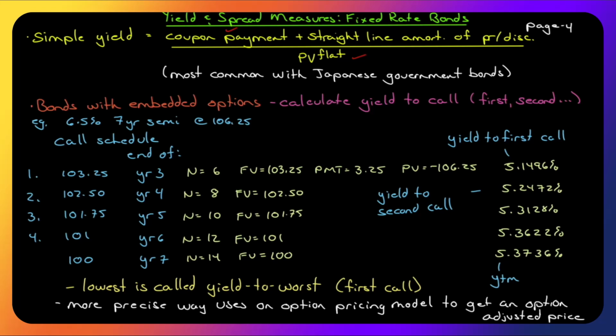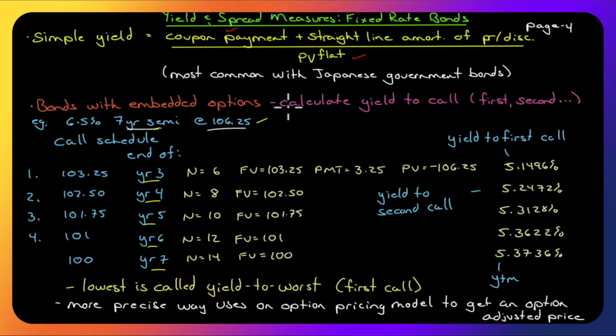So let's just calculate one here. Let's say that we have a 6.5% 7-year semi-annual bond at 106.25. This is 7 years, and we're looking at our call schedule at the end of year 3, year 4, year 5, year 6, and year 7. So it's not callable for 3 years. In case you're wondering, how could it possibly be selling for 106.25? It has a call blockout period of 3 years.